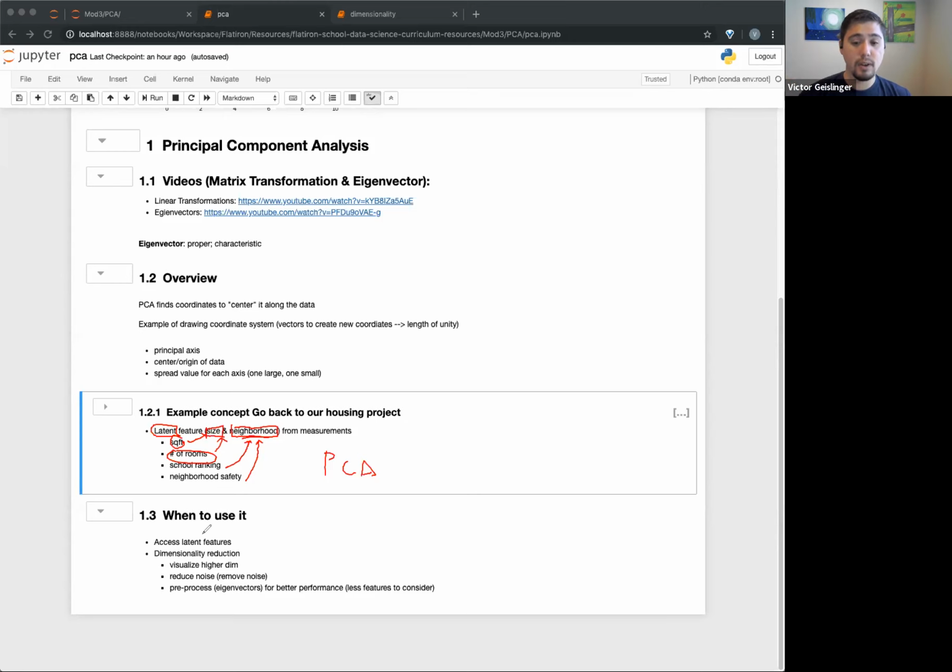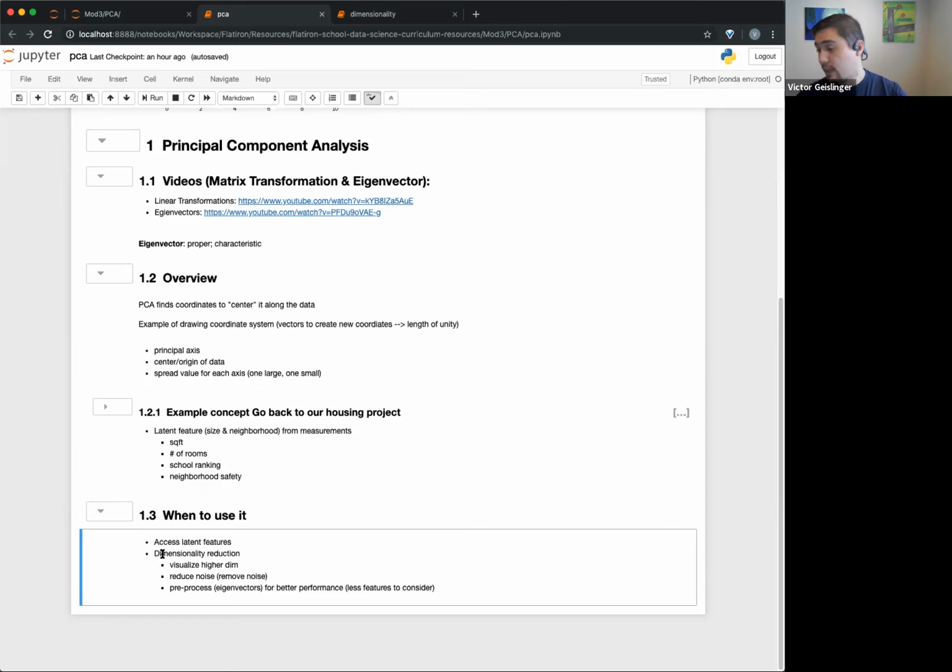Okay, so that leads to how you can think of principal component analysis, reviewing a little bit when you should use it, right? It's basically to get latent features, so we have an overall super feature and predict on that part. So you can think of it like a pre-process. We also can think of it like dimensionality reduction, right?